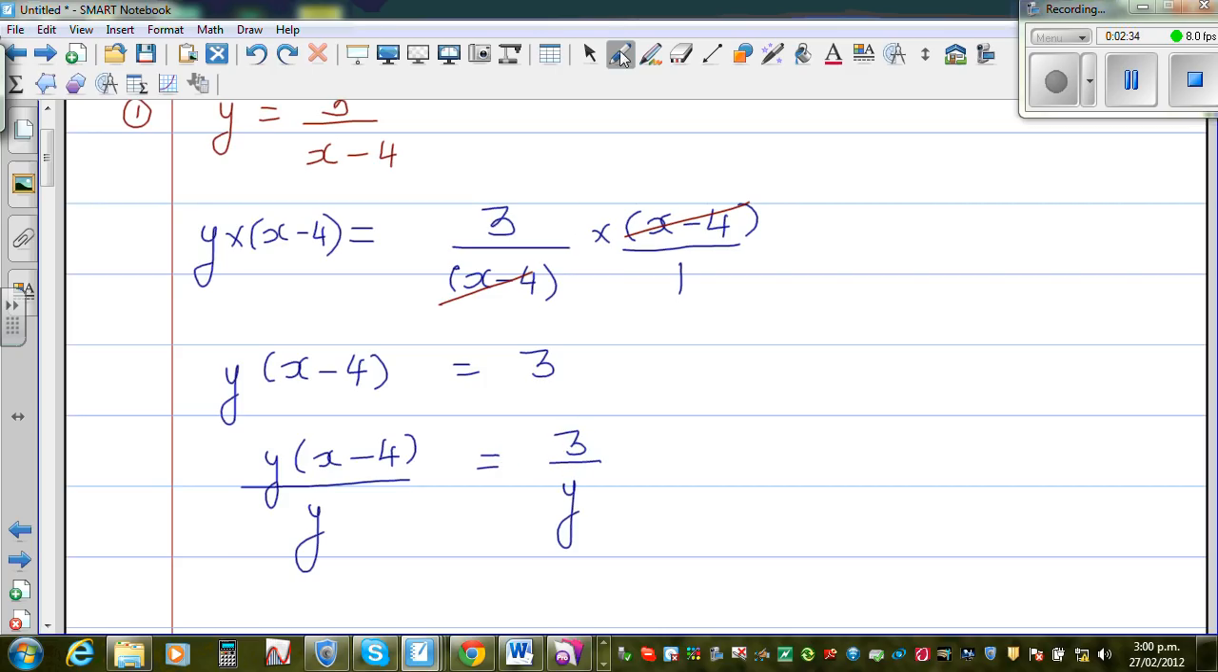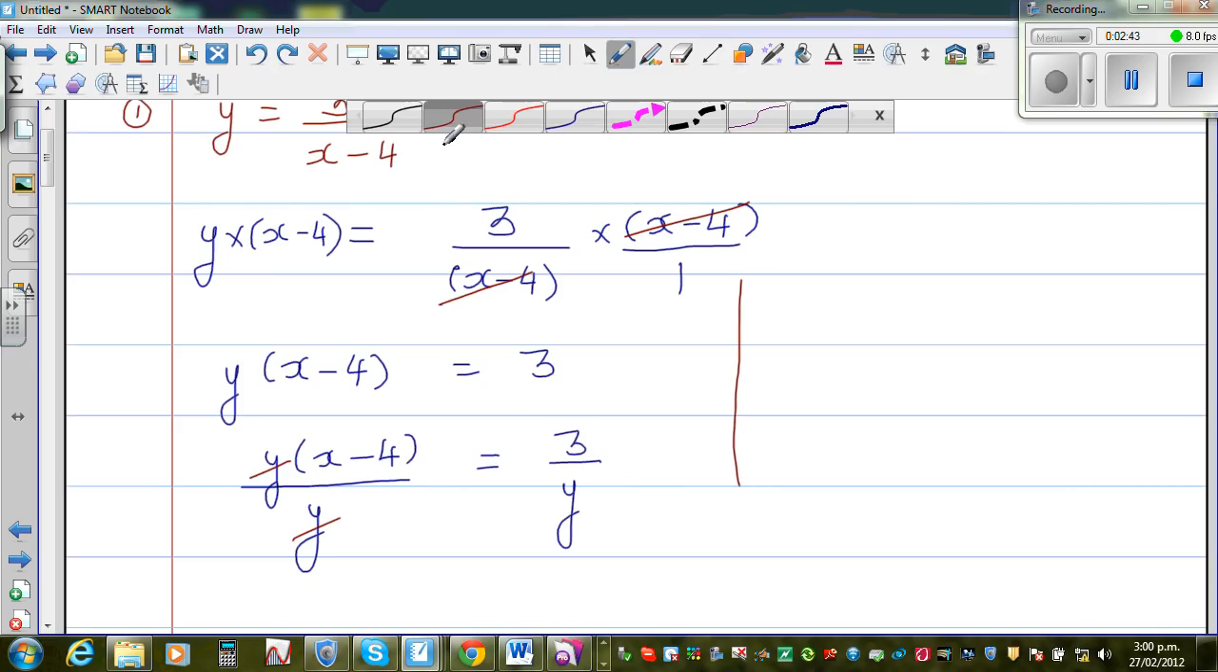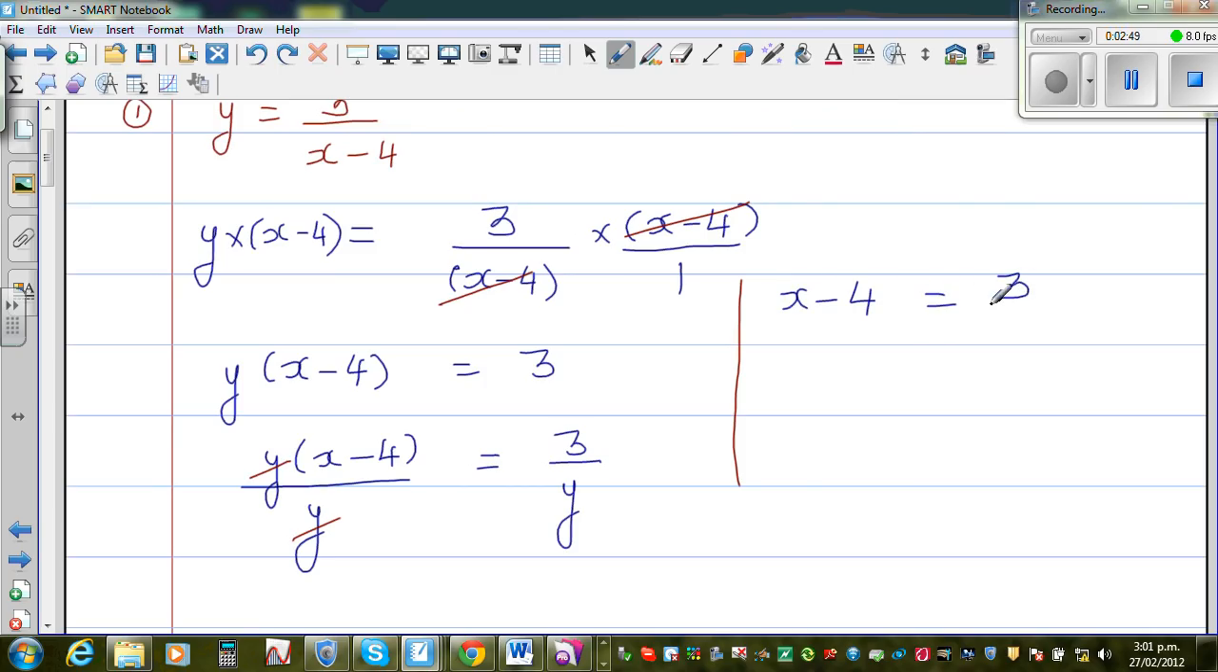So what happens? This y and this y get cancelled. So what remains, let me use a blue color, is x minus 4 is equal to 3 over y. Now I want to get rid of this 4, so I'm going to add 4 to this side. So I'm going to say x minus 4 plus 4. So you do the same thing to the other side. So that is 3 over y plus 4.